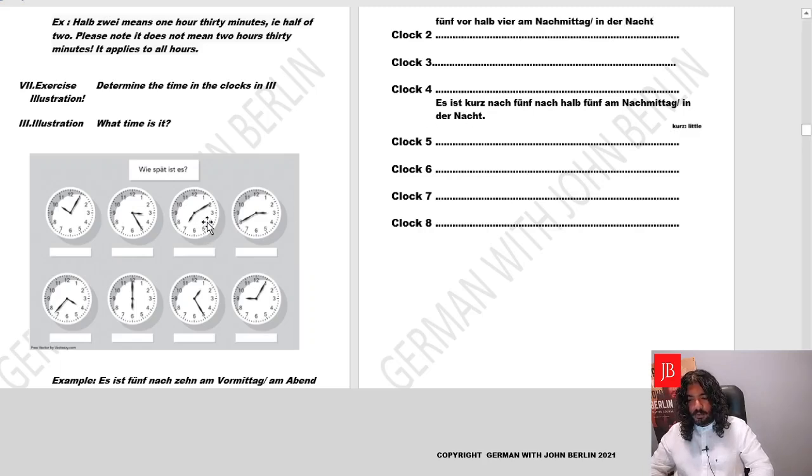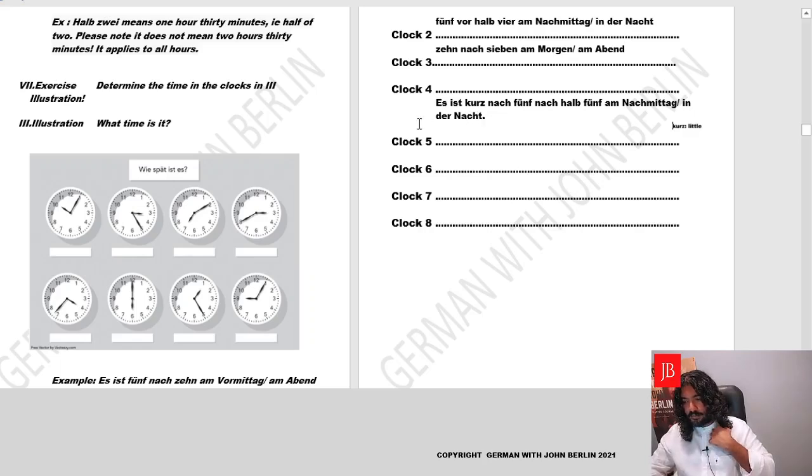Perfect. Moving on to the next clock, the third clock. It says 10 past 7. So it's pretty easy. We'll simply write wie spät ist das? How late is it? It's 10 past, which is nach, after. Yes. And 7 is 7. Now it could be in the morning, am Morgen, or it could be in the evening, am Abend. Yes. Perfect.